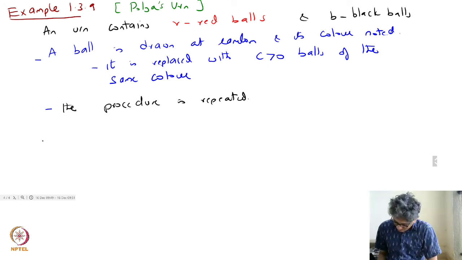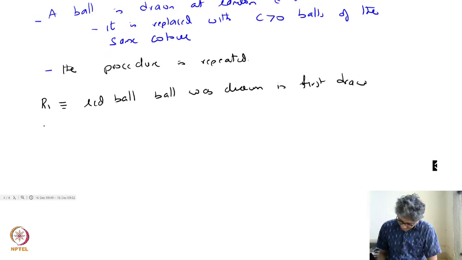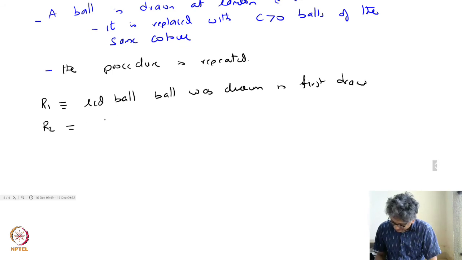Now let's say R1 is the event that a red ball was drawn in the first draw. And let's say R2 is the event that a red ball was drawn in the second draw.